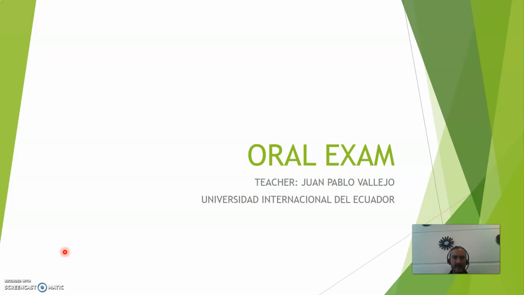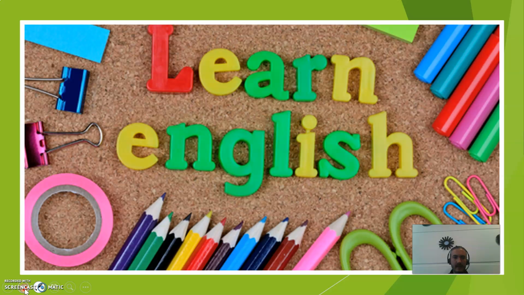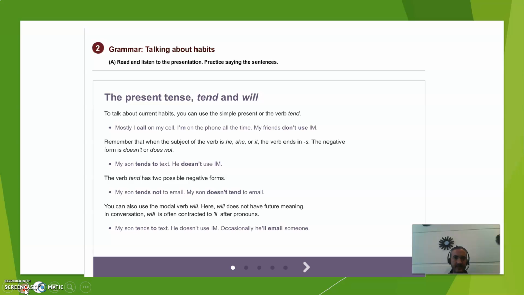Oral exam. This class is Learn English. Grammar: talking about habits. The present tense, tend, and will. To talk about current habits, you can use the simple present or the verb tend.